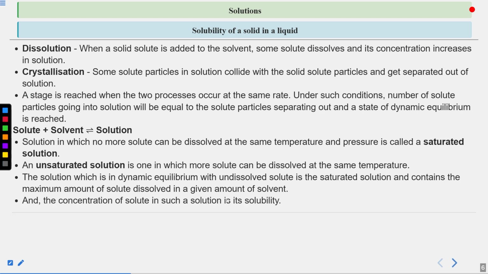And in this case, the concentration of solute is called solubility. We have defined it already. What is solubility? It is the maximum amount of solute that can be dissolved in a solvent, and it should be given at a definite temperature and pressure. Clear? So you can also define solubility in another way: it is the concentration of the solute in a saturated solution. As simple as that.